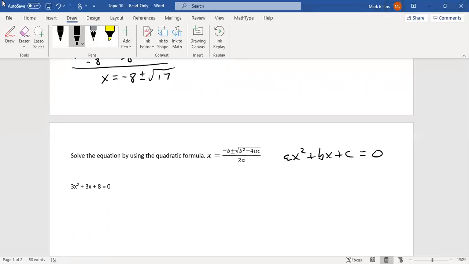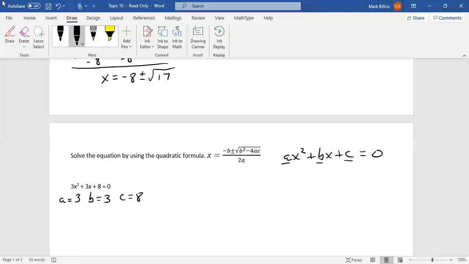Okay, so what we're going to do first is make sure that our quadratic equation is set equal to 0 and is in descending order, which this one is. The next thing we're going to do is to identify the a, b, and c so that we can plug it into the formula. So in this case, the value in front of x squared is 3. So a would be 3. The value in front of x is positive 3. So b would be positive 3. And our constant would be 8. So now we plug these into our formula.